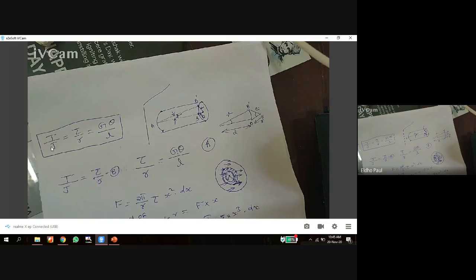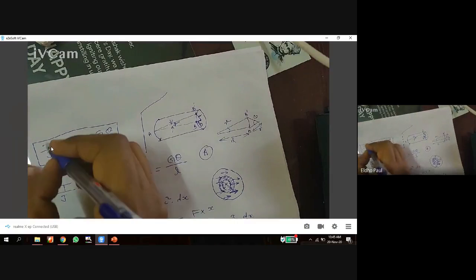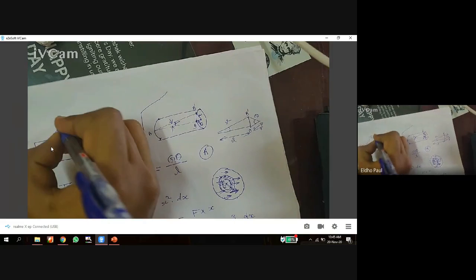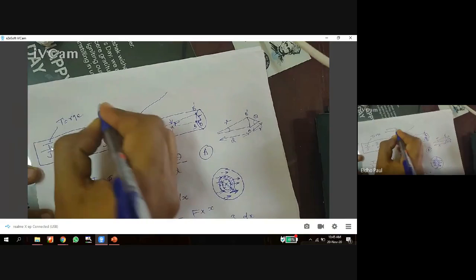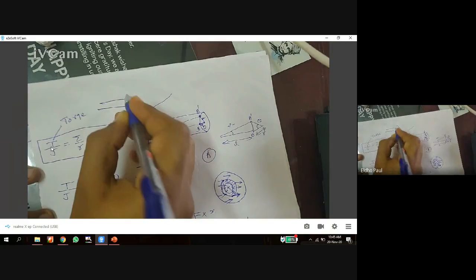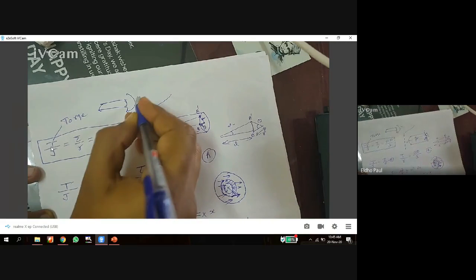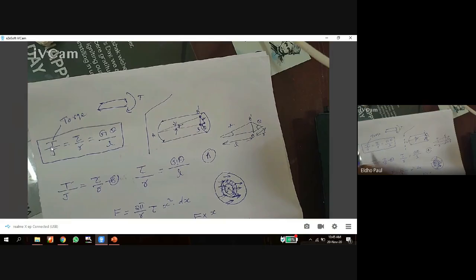How to design a circular shaft subject to torsion: T by J is equal to tau by R equal to G theta by L. What are the different components here? T is torque, the external torque we apply on a body.